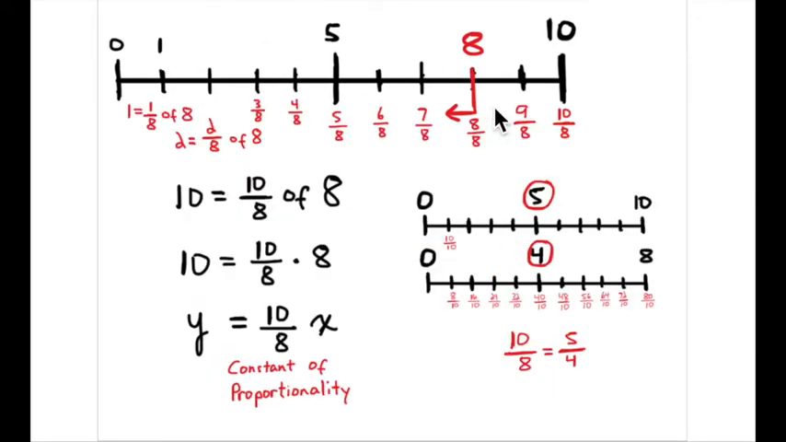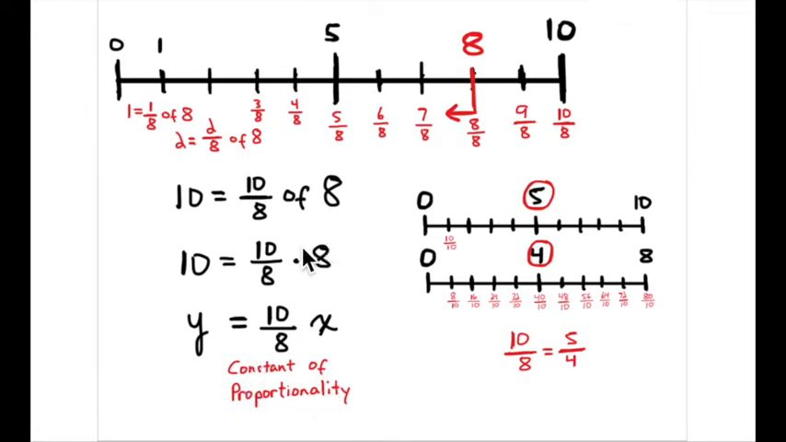This is the same drawing. This is 10/8. 10/8 of 8 is the same as 10/8 times 8. So remember, that's taking 8, dividing it by 8, and multiplying it by 10. So taking this 8, dividing it by 8, and then multiplying it by 10. So y is equal to 10/8 of x. It's the constant of proportionality.